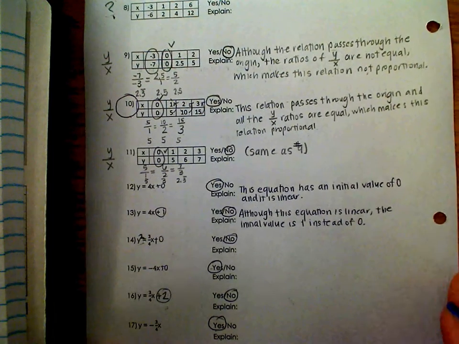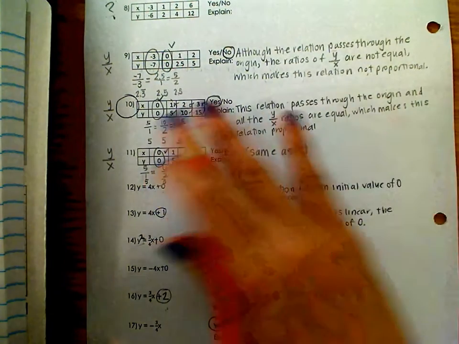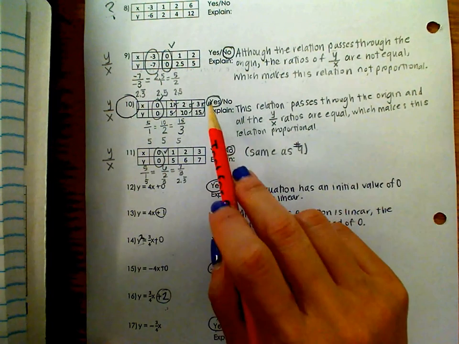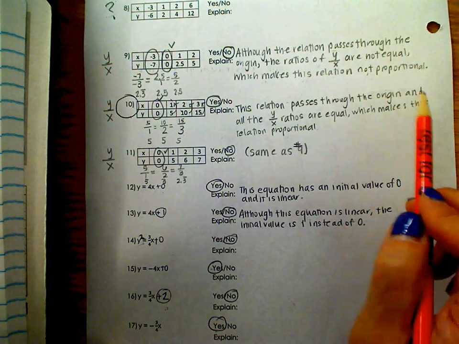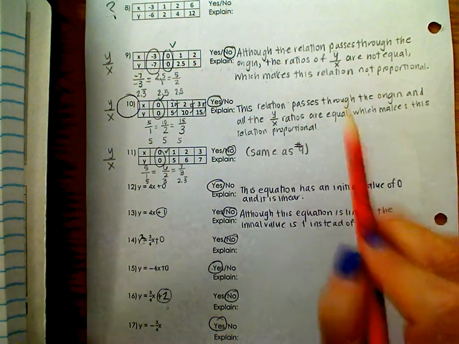Now, if that was too fast and you need time to write this, or erase it and see, or put it on a separate sheet of paper, how would you explain why this is truly proportional? Okay, you don't have to use my words exactly, but this is giving you an idea of how.